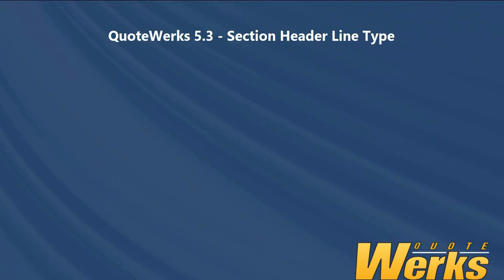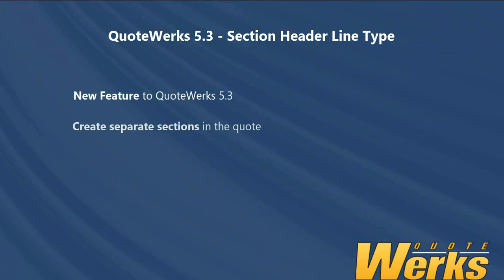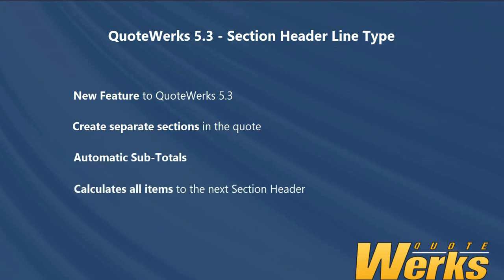In this video, we'll be having a look at the new section header line type, which is a new feature in QuoteWerks 5.3. Section headers enable users to create separate sections in the quote. These line types also include a built-in subtotal in the extended price column that automatically calculates all of the line items directly below until it reaches another section header.